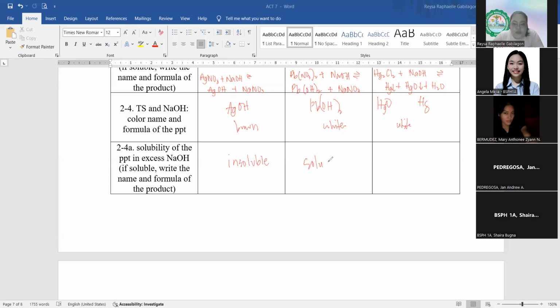Ito naman, soluble siya. So, yung ibibigay niya actually is a plumbite. Okay? It's a plumbite. Yung kanyang product, it's PbO. And then, soluble siya. So, mawawala yung precipitate. And then, ito, insoluble. So, no need for a new product also. Okay? You copy?